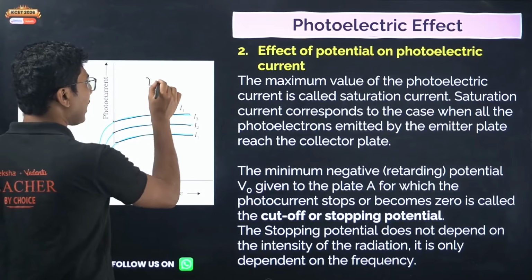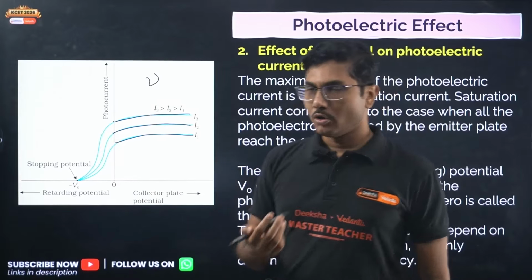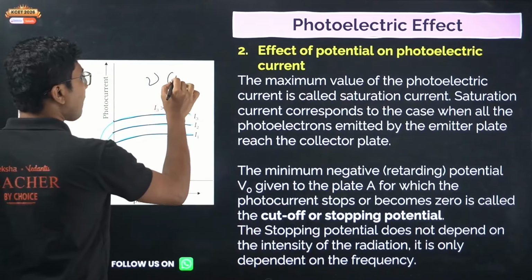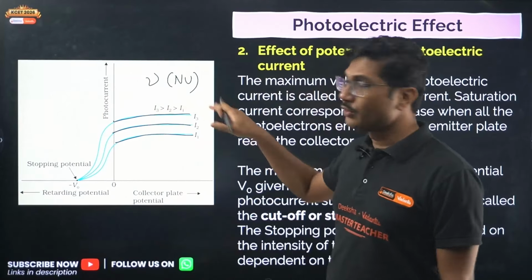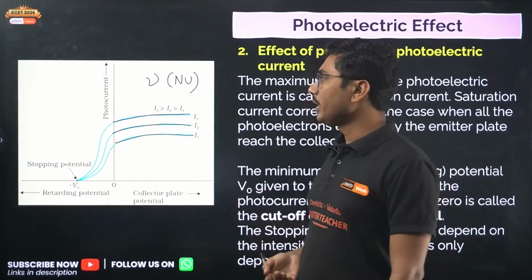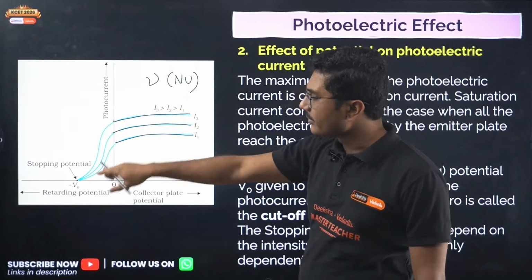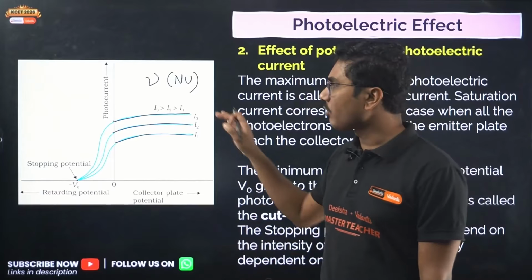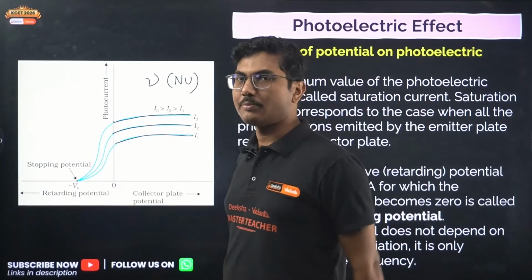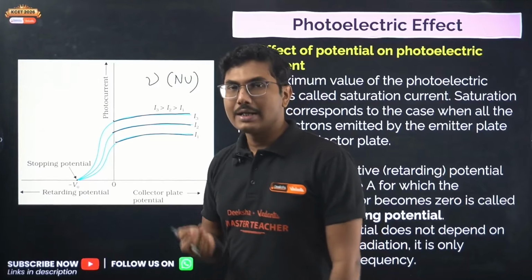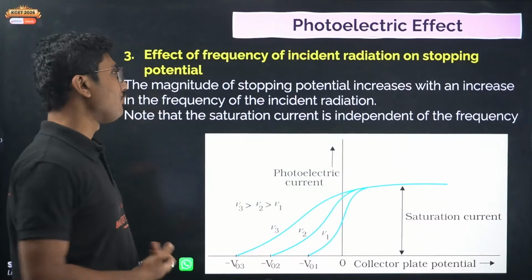But the frequency of light, which is represented using this symbol called nu, is the same for all these three radiations, and eventually the stopping potential is also the same for all of them, right? So, weird, the current is different. Higher current also requires the same stopping potential, lower current also requires the same amount of stopping potential. So these are all the observations of Hallwachs.